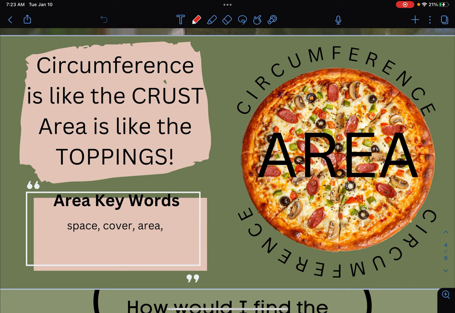Okay. And then of course I said you have some keywords for area: space, cover, area. I'm going to add another one. I'm adding fill in. Okay. If you fill something in, you're covering it, right?